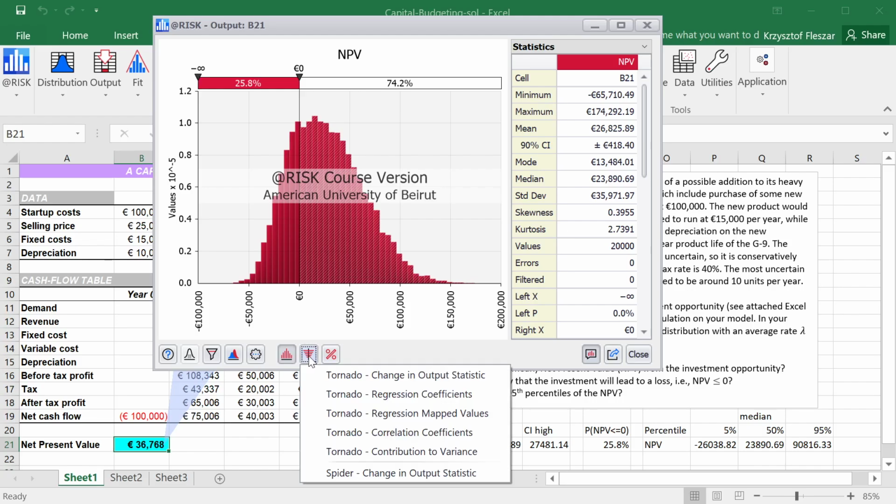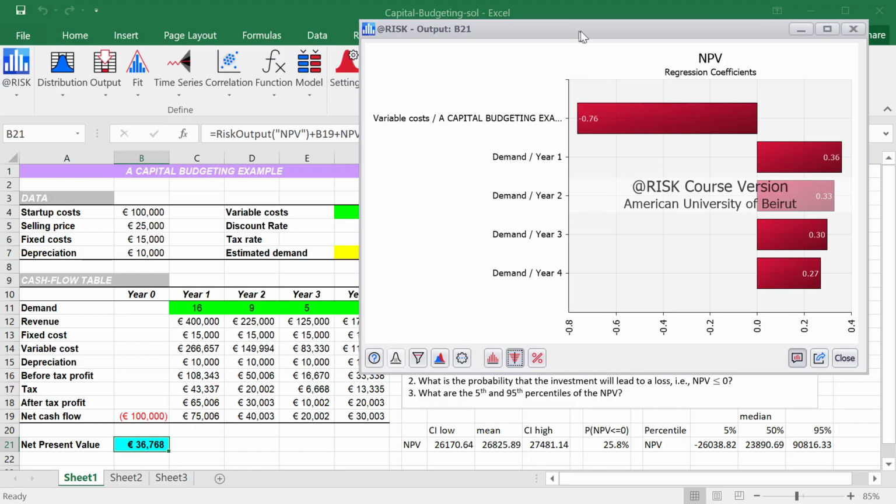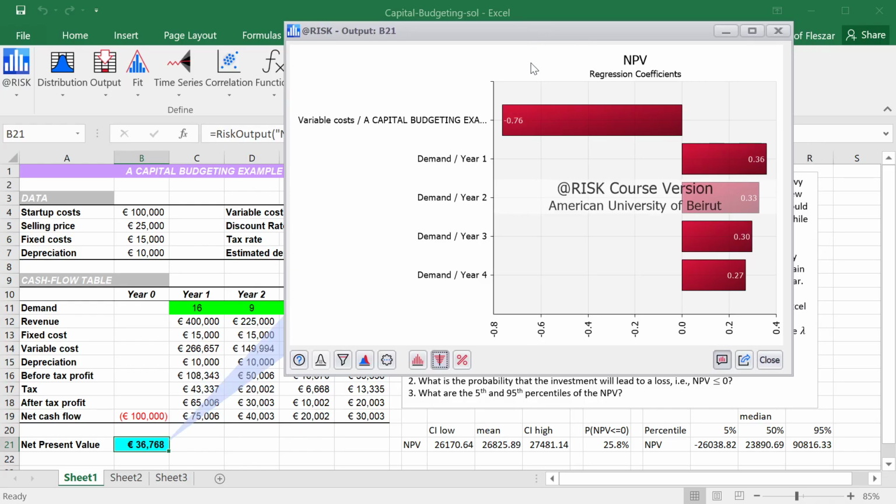We can also look at things like regression coefficients. How is the variable cost or demand in year 1, 2, 3, 4 affecting the net present value, right? Remember, these are our inputs. Five inputs are for the demands in year 1, 2, 3, 4, and the variable cost is the new input that we added more recently.